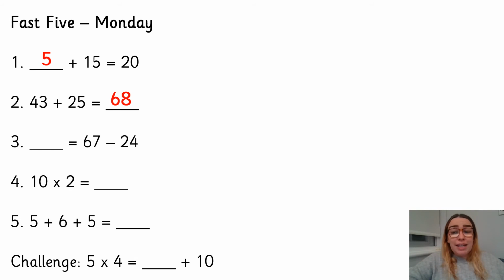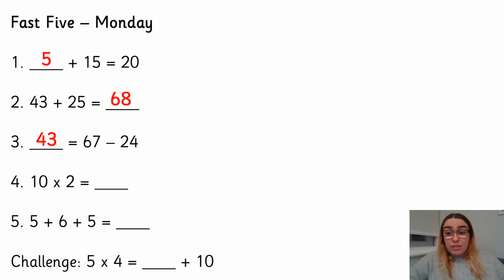Number three, something is the same as 67 subtract 24. So quite often people get confused and say that the equal sign is on the wrong side of the question, but it's actually not. All the equal sign means is that that side is the same as that side. It doesn't mean that it's the end of a question. So we need to get used to seeing it at the front. So 67 subtract 24. If I do 67 subtract 4, is 63, and then take away the 20 is 43.